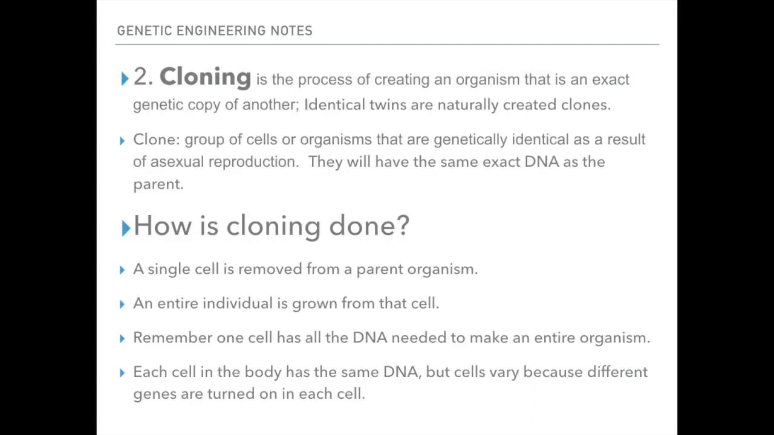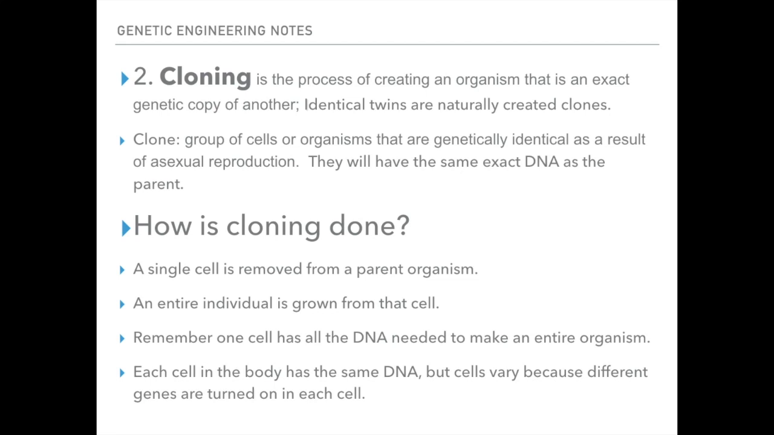Cloning. Cloning is the process of creating an organism that has the exact genetic copy of another thing. This could be a plant. This could be an animal. Identical twins are a natural clone. So a clone is referring to a copy, a group of cells or organism that is genetically identical, and this can be a result of asexual reproduction. They will have the same exact copy of DNA.